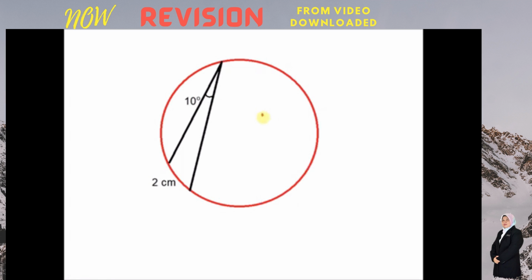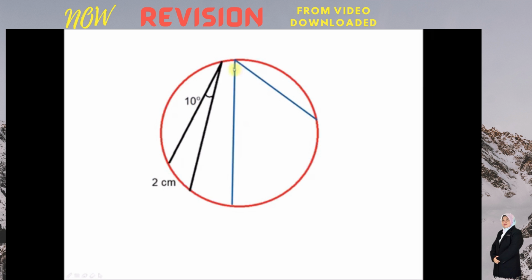We try again with another example here, still using this same part. If we form another angle subtended by an arc which is now 6 centimeters, 6 centimeters is 2 centimeters times 3. 6 centimeters here is triple the size of 2, because 2 times 3 is 6. We will find that the angle here will be 10 times 3 as well, which is 30 degrees.